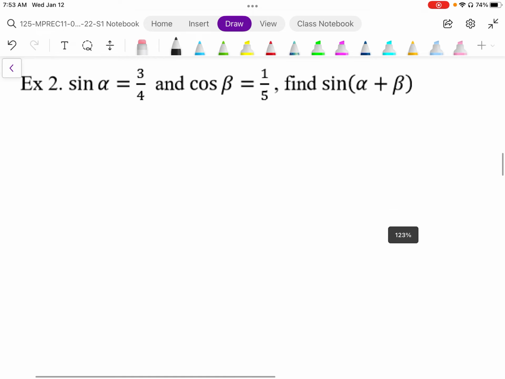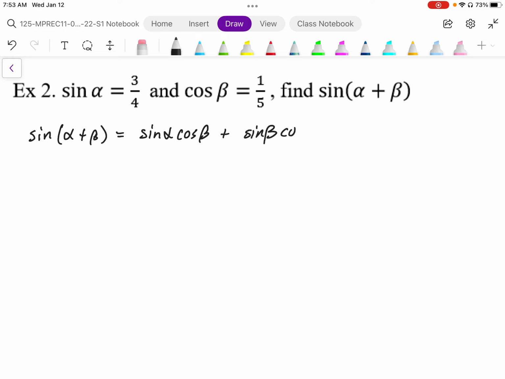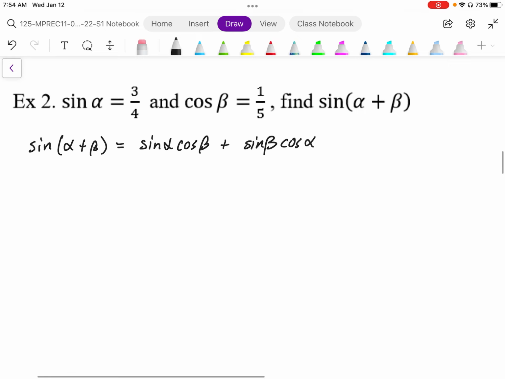So here I have sine alpha and cos beta. So I want to find the sine of alpha plus beta. Well, whenever I see a plus in there, I need to make sure I go to my identity sheet, and I need to apply an identity here. So sine of alpha plus beta, the identity is sine alpha cos beta plus sine beta cos alpha. That's from just my formula sheet.